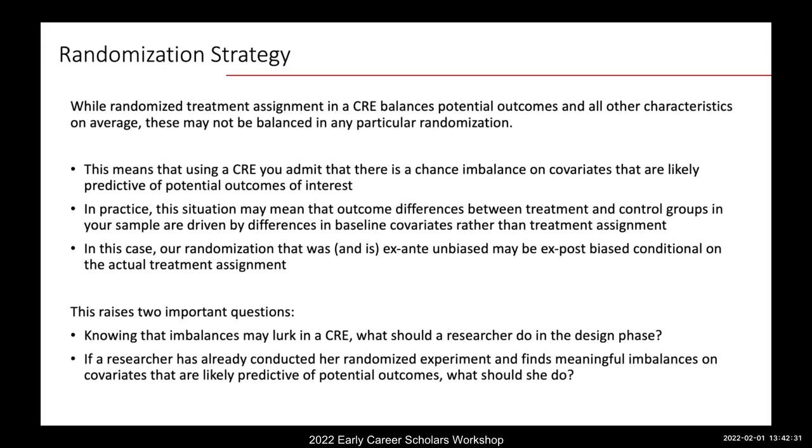So this raises two important questions. Knowing that imbalances might happen in a completely randomized experiment, what should the researcher do in the design phase? And if we have already conducted our randomized experiment and then afterwards we find meaningful imbalances on covariates, what should we do, okay?